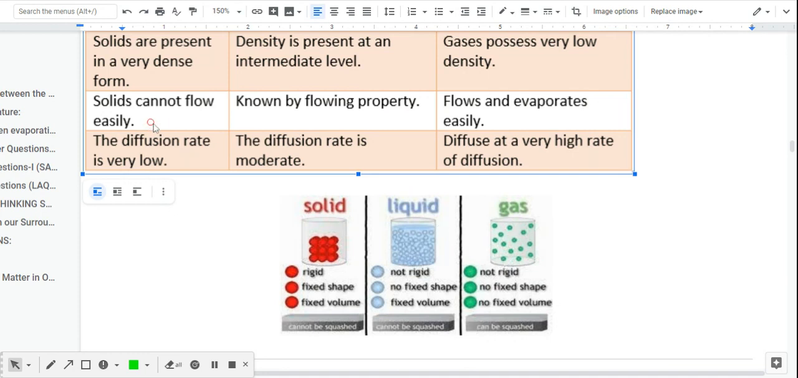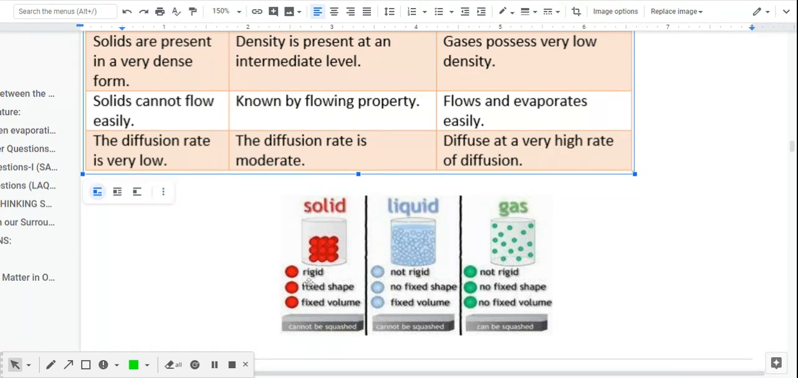Solids cannot flow because they are tightly bonded. One flowing property, as you know, all the liquids flow, whether dense or not. A dense liquid takes some time, but it will flow. Liquids flow and evaporate easily. Gases can flow easily, so both liquids and gases have a property known as fluidity, right? The diffusion rate is very low in case of solids.